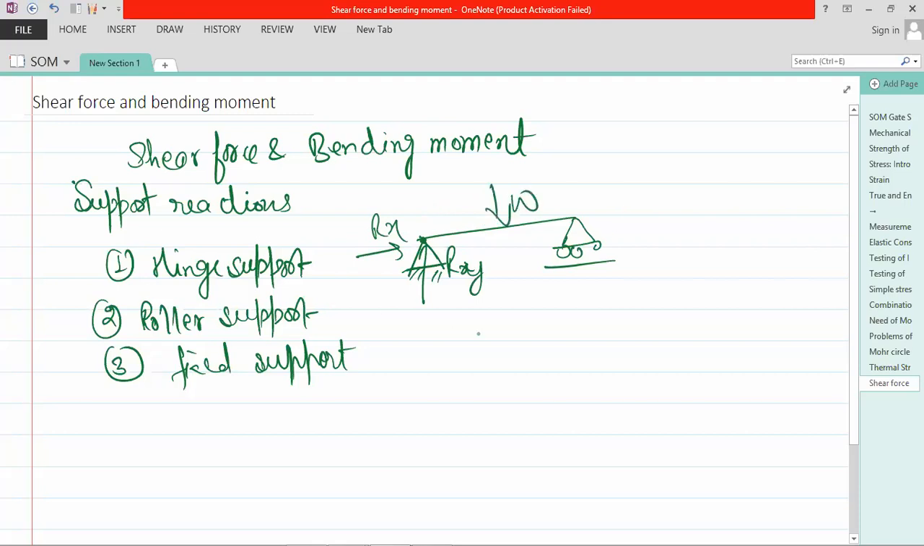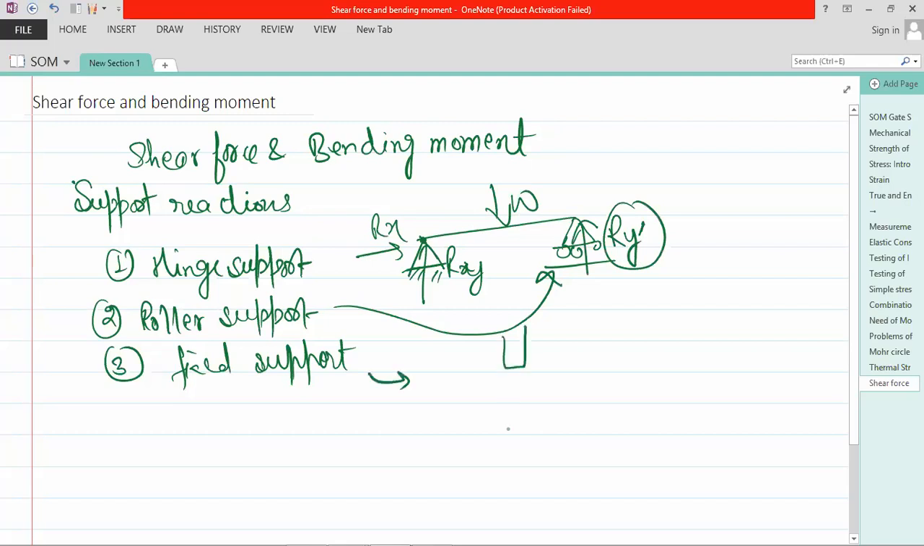In roller support, this is the case, here it can move in the y direction, and it does not have a resisting reaction to the movement, so it has only a vertical reaction Ry. And in fixed support, it is like this.